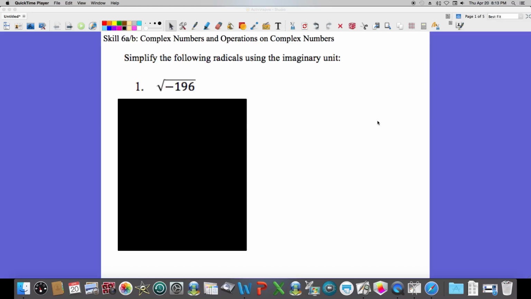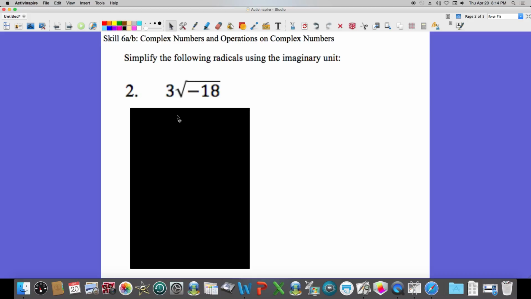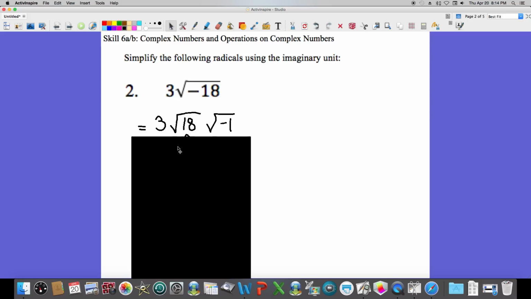The imaginary unit is i, and we define i to equal the square root of -1. So we're going to use this in every problem here. The first thing that I do in each problem is I split the radical into two radicals. I split it off. Then I've got the positive square root of 196 times the square root of -1. I do that for all of these problems. That's my first step each time.